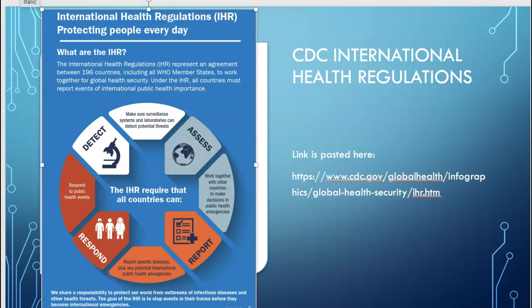Countries were working together. We were publishing information at a rapid pace, sharing information across the board for these public health emergencies. And then reporting specific diseases plus any potential international public health emergencies. So again, making us think of the COVID pandemic. And finally, responding to these public health events. So maintaining global health security means that we must respond efficiently and sufficiently to make sure that these public health events and emergencies are handled as timely as possible.